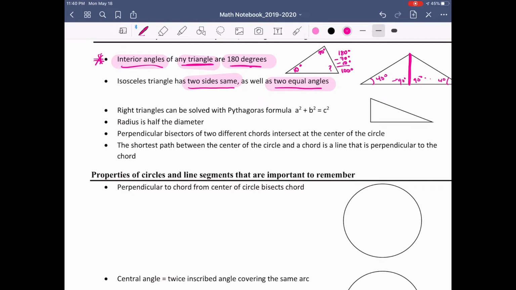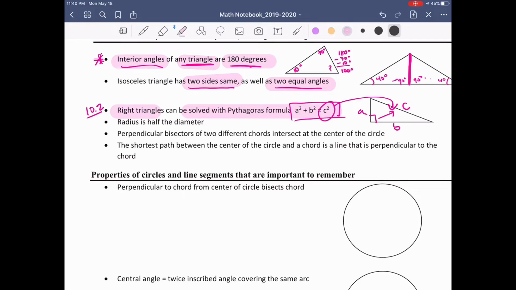Right triangles, we already did this in a couple of our units already, but we know that right triangles can be solved with Pythagorean's formula, which we're going to be using a lot in section 10.2. Okay, so Pythag is coming back, and you guys need to know it for section 10.2. A squared plus b squared equals c squared, and c is always the hypotenuse across from the 90-degree angle.